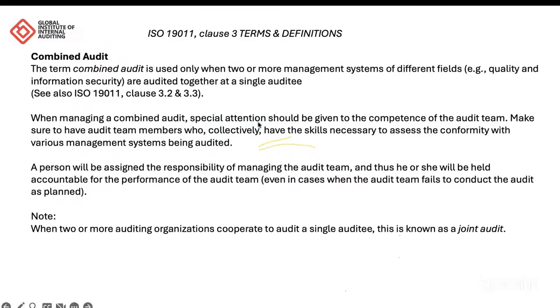Now we talk about combined audits. Today, I always like to call it integrated audit, but combined audit is when two or more management systems of different fields are audited together. Someone asked me some time ago, he said, my organization wants to implement three different management standards. And he asked, do they have to conduct three different audits for each of these management standards? I said, no, there is something called a combined audit.